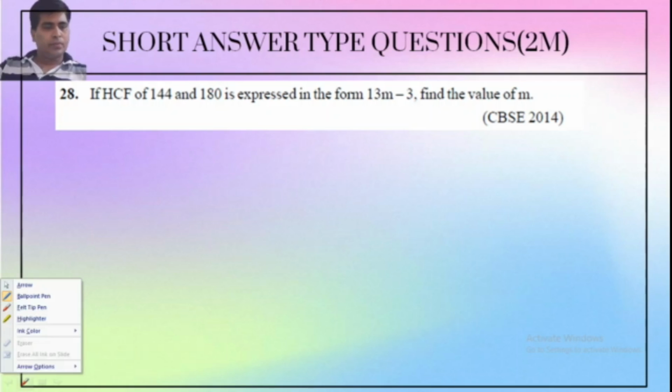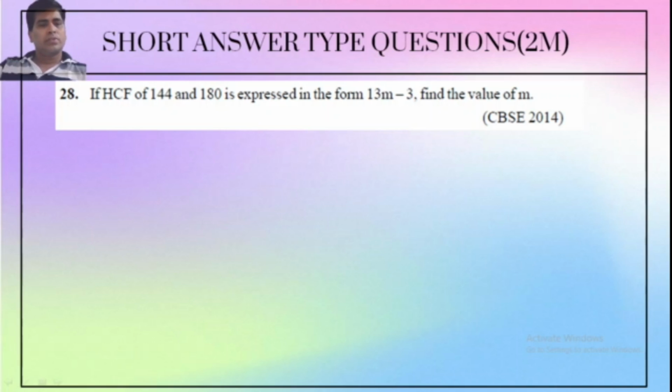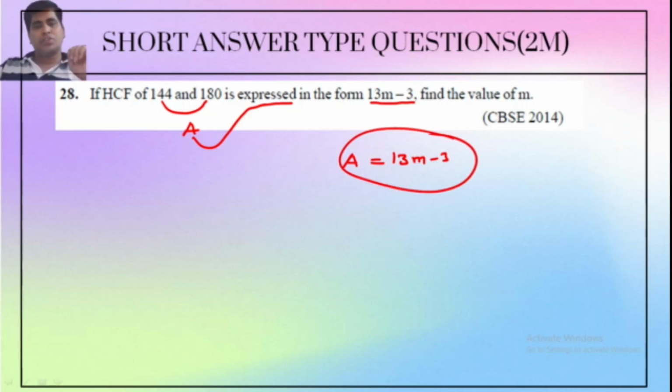Very good question, which is not in your textbook. First find the HCF of these two numbers. You will get some number. Suppose I am taking it as A. If you find the HCF of these two numbers, you will get A. This number you have to express as 13m minus 3. Indirectly, he has given that A is equal to 13m minus 3. We have to solve this equation.